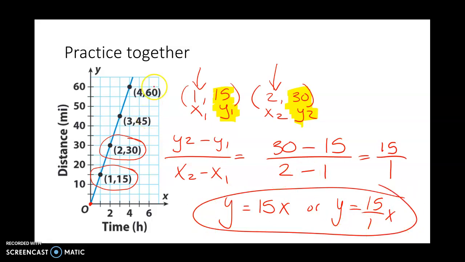Now, if you picked the next two, if you picked 40 and 35, you're going to get the same answer, the same slope. You could have picked 1, 15 and 0, 0. You would have got 15 over 1. So you'll get the same answer no matter what you do.